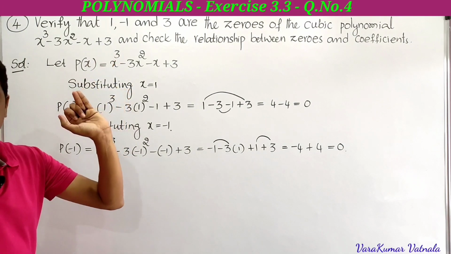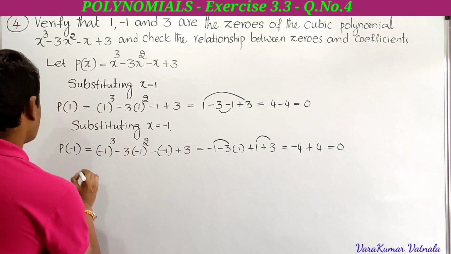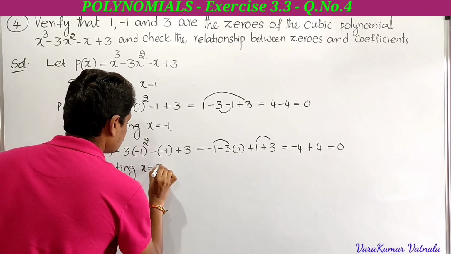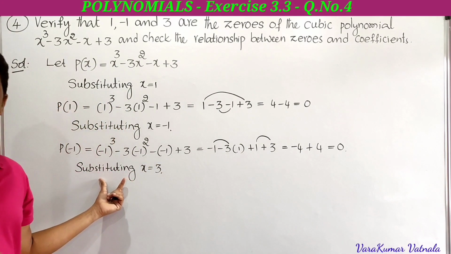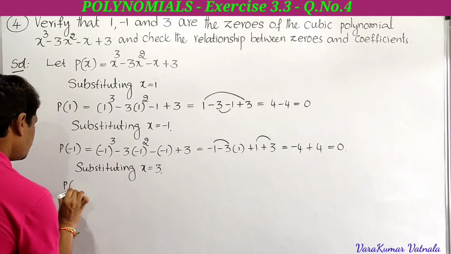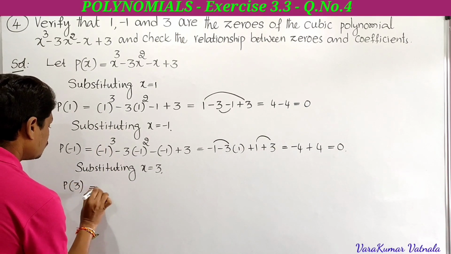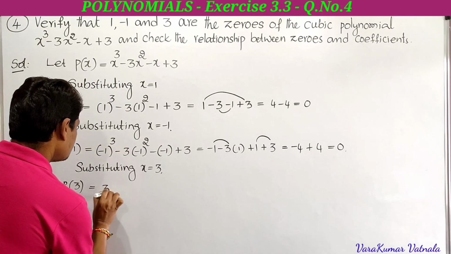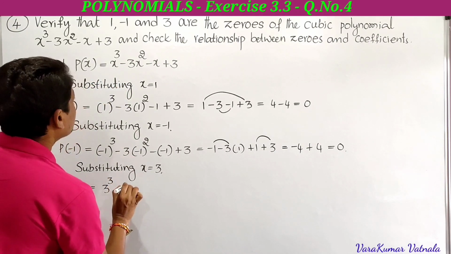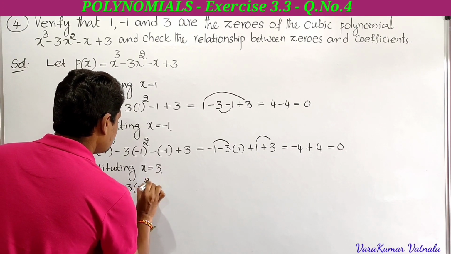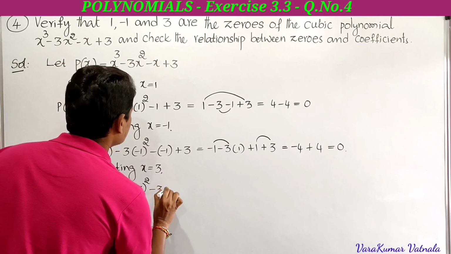Next we have to substitute x is equal to 3 in p of x. Substituting x is equal to 3 in p of x, we get p of 3 is equal to, wherever x is there, write 3. So x cube is 3 cube, minus 3x square is 3 into 3 whole square, minus x is minus 3.